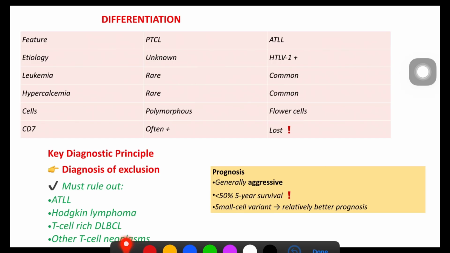So we have to differentiate it from ATLL, where HTLV1 association is there, and CD7 is lost there, while often present here. So it is a diagnosis of exclusion. We have to first rule out ATLL, Hodgkin's, T-cell rich DLBCL and other T-cell neoplasms, and then we can come to the diagnosis. Generally, given the aggressive nature of this lymphoma, prognosis is poor, and the small cell variant has a relatively better prognosis.